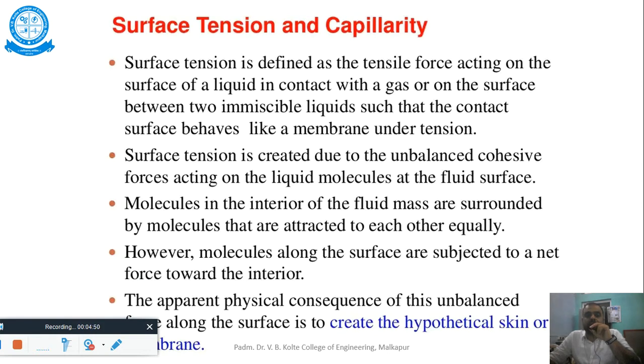See carefully, surface tension is created due to unbalanced cohesive forces acting on liquid molecules at the fluid surface. Molecules in the interior of the fluid mass are surrounded by molecules that are attracted towards each other. However, molecules along a surface are subjected to a net force towards the interior.